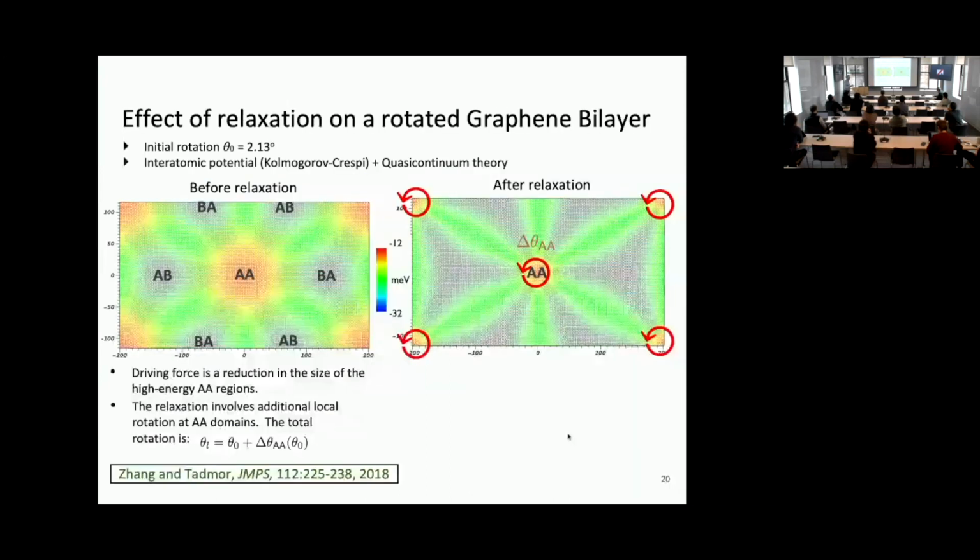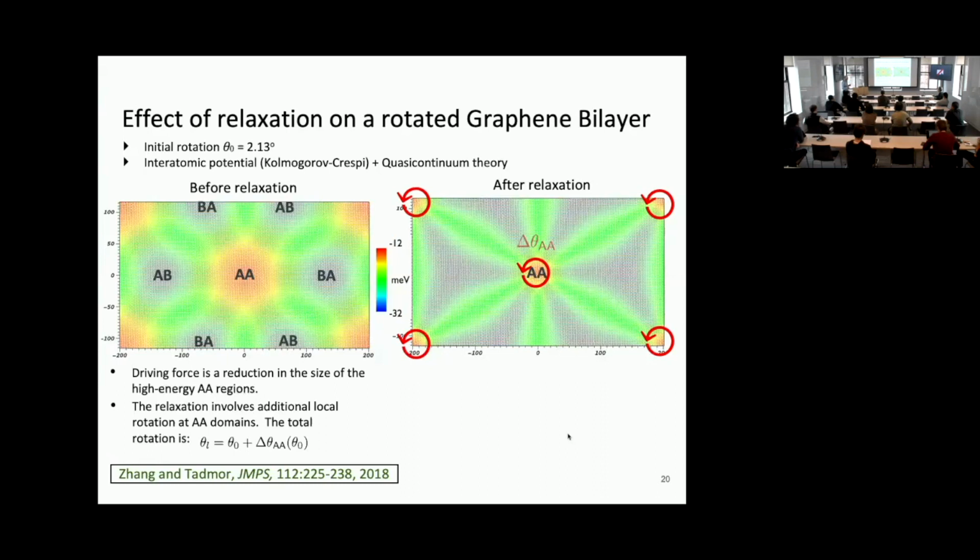Well, this comes from atomic relaxation. And the effects of atomic relaxation, I believe, are very important and need to be taken into consideration in order to have a realistic description of the system. So this is a structure of the system before allowing for atomic relaxation. This is what happens after you allow for atomic relaxation. Atomic relaxation here in this particular study from the group of Ellad Tadmor is taken into consideration by using an interatomic potential, an effective interaction between the atoms that tells you the energy of different atomic configurations. And this is at a rotation of 2.13 degrees.